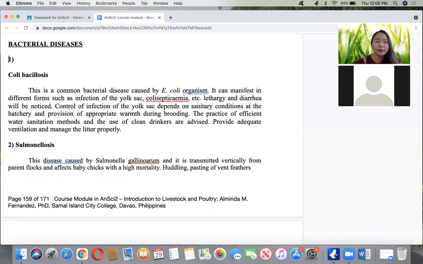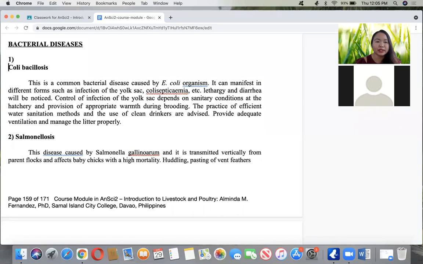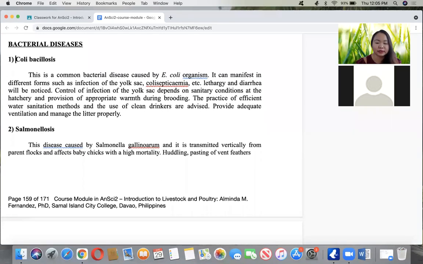In poultry, these are the symptoms. It's difficult with animals because they cannot talk, so we have to really observe their signs. It can be manifested in different forms such as infection of the yolk sac, or colisepticemia, and others, and also lethargy and diarrhea.